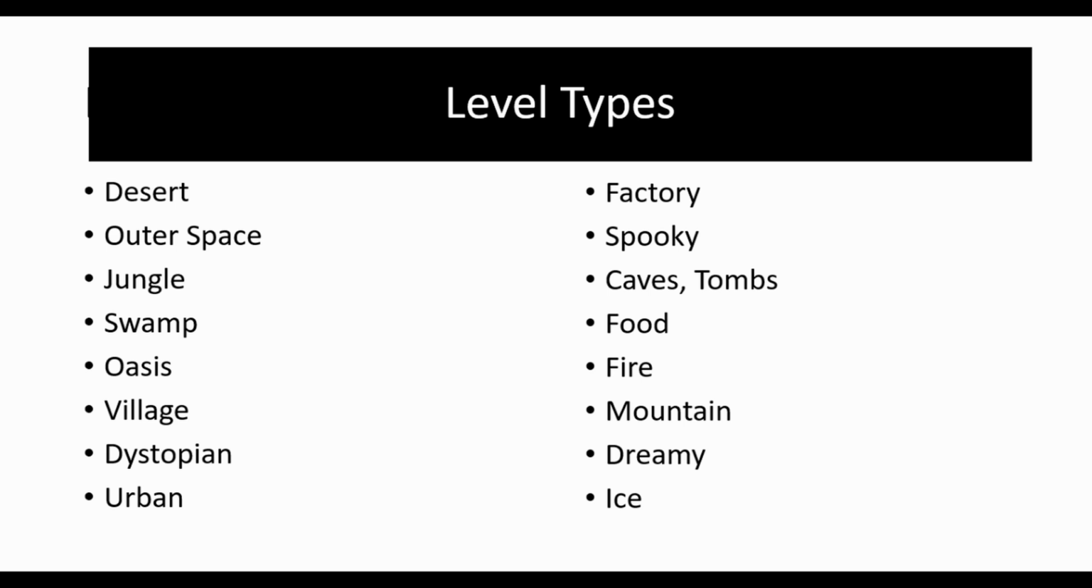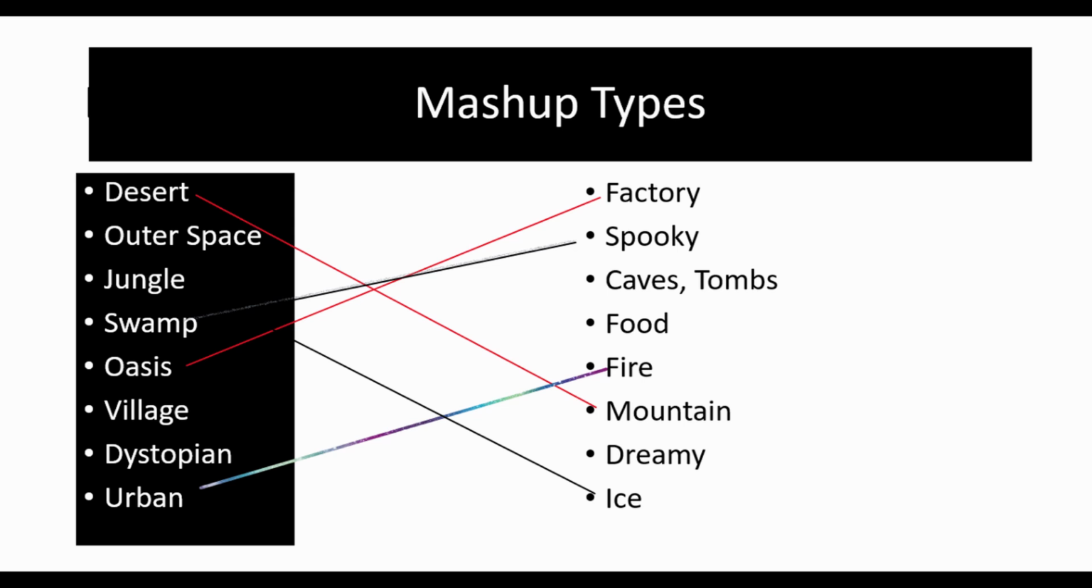Now what you can do is take what already exists and then mash it up and improve it. For instance, I drew these lines to show you how you can have variation in those levels. You could have a desert mountainous level, or you could have a desert oasis level. You could have an urban fire level. You could have a spooky swamp level, like a swamp with ghosts and all that stuff. So you can pick an idea that exists and you can mash 2 to 3 of those ideas.